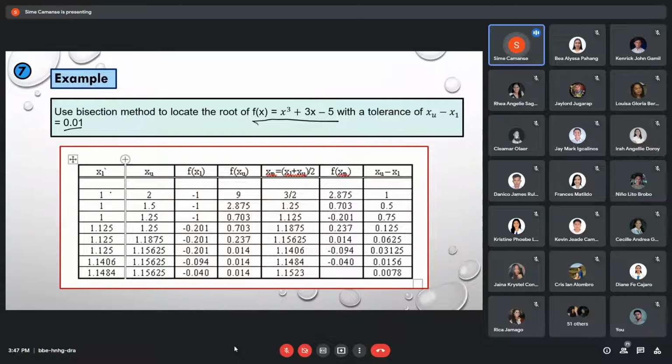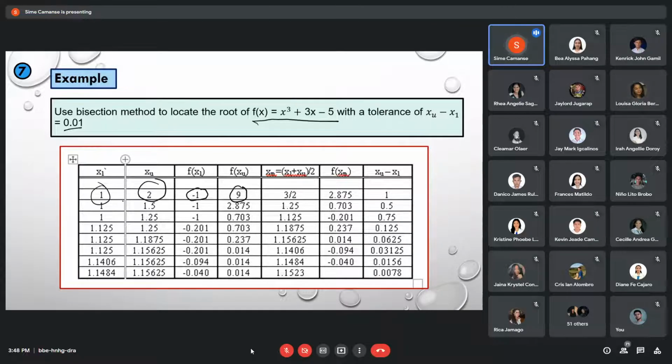Okay, now for example, my guess is 1 and 2. So I substitute 1: 1 cubed, 1 plus 3 times 1 plus 3, so 4, minus 5, negative 1. So the function of x1 is negative 1. If 2, then 2 cubed is 8 plus 6, so 14 minus 5, that is 9. So are we changing signs? Yes, sir. Negative one, positive the other.